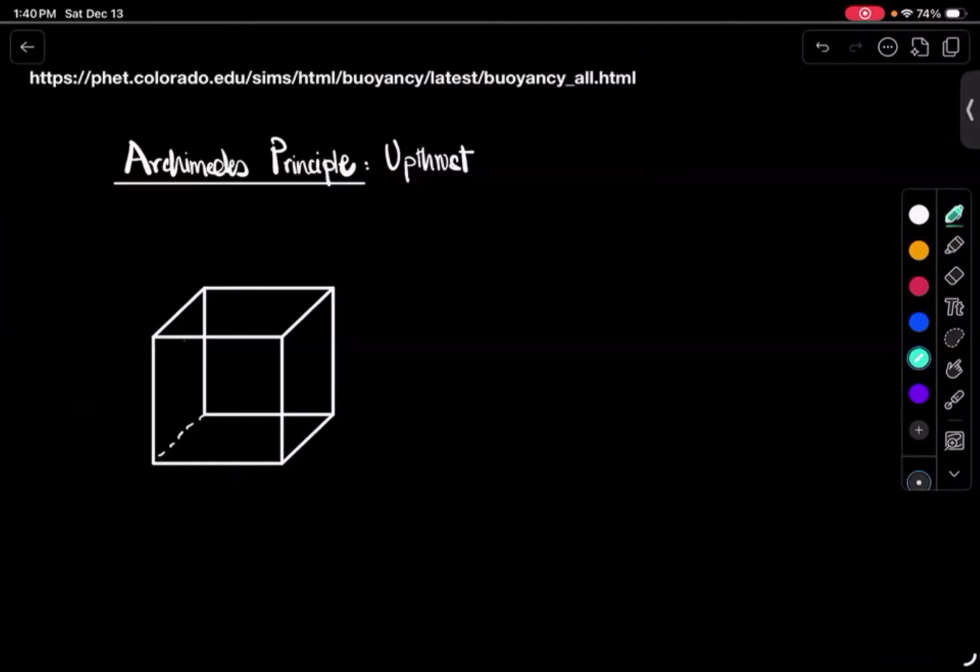Now, let's see. Upthrust, how is upthrust even formed? Where does it originate from? Why is there an upward force? We'll just talk about that today, and we will do the rest of the questions and the derivations later on.